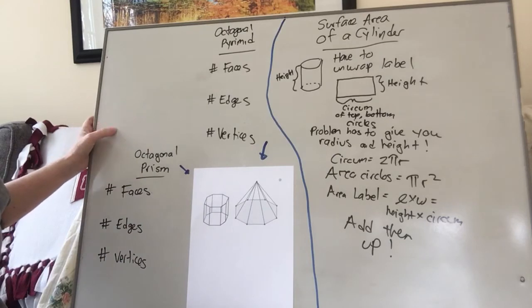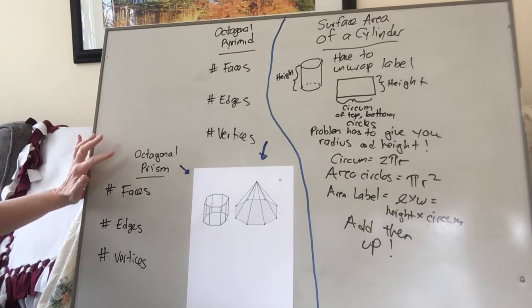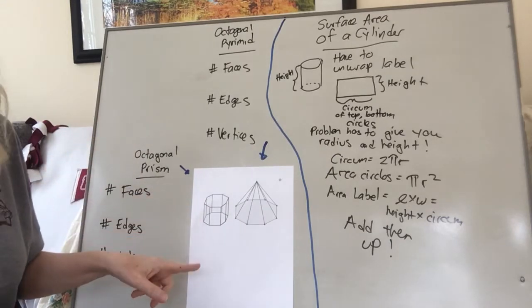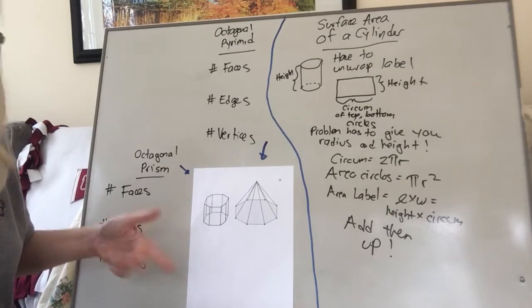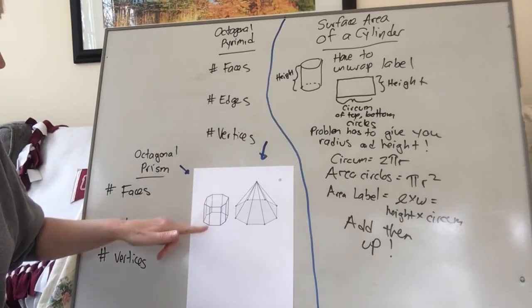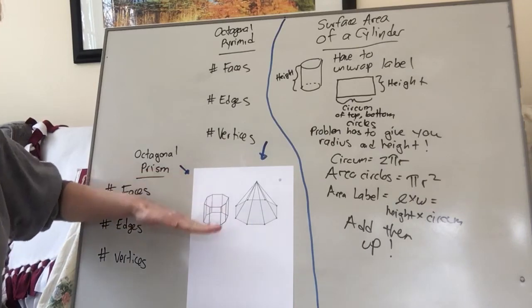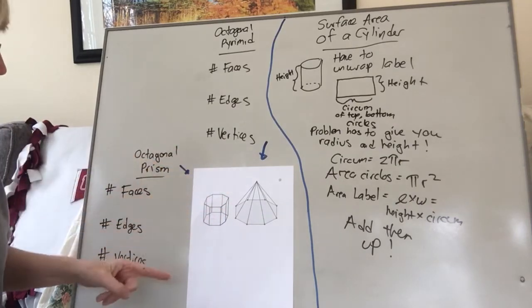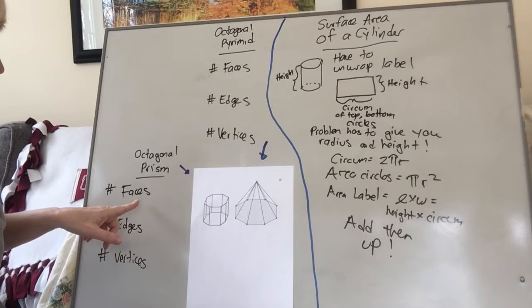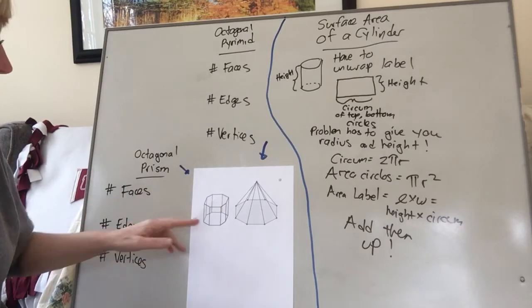So the first thing we're going to look at is an octagonal prism, which I printed out a picture and taped to my whiteboard because I didn't want to try to draw it. But it's an octagon on the base and on the bottom, right? And then it's a prism, so it goes up. So the first thing we want to figure out is how many faces there are to this thing right here.